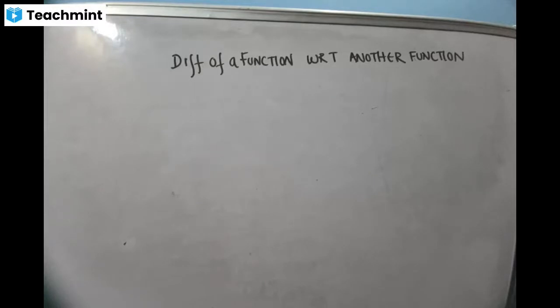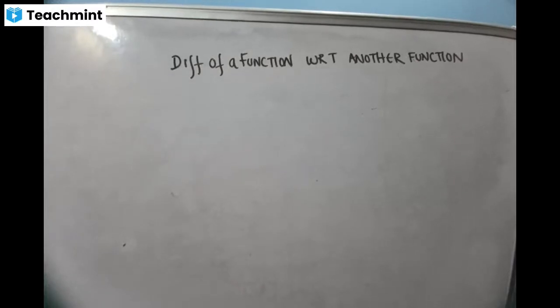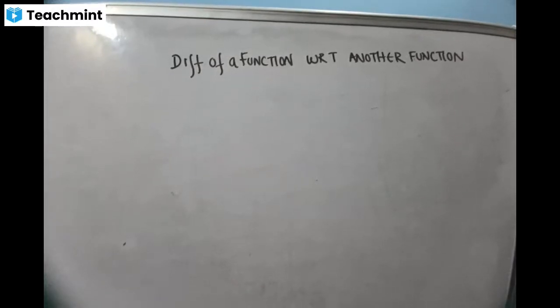Y is a variable, theta is also a variable. Normally we are used to differentiating one variable with respect to another variable, isn't it? But look at this particular type. In this case, two functions will be given, so you have to differentiate one function with respect to the other function. Is that clear? So how do you do it?